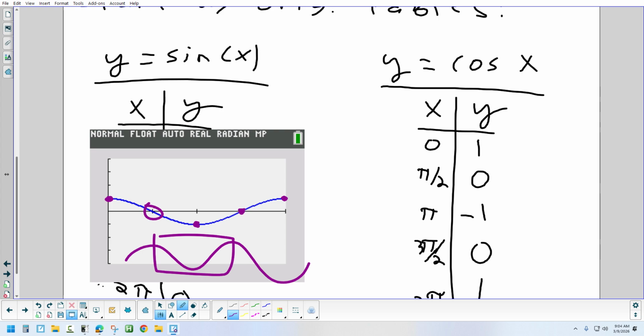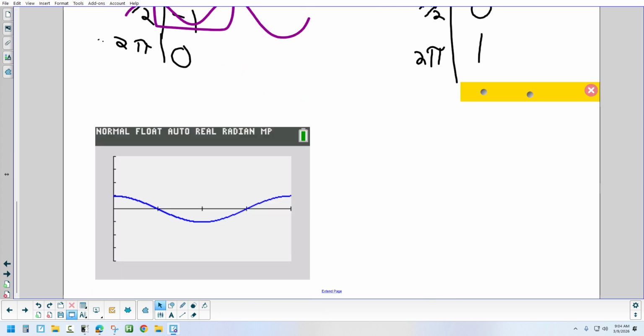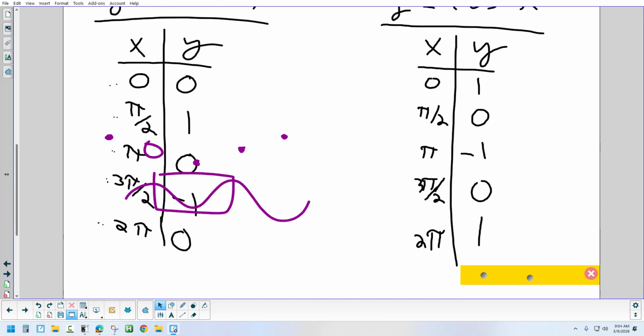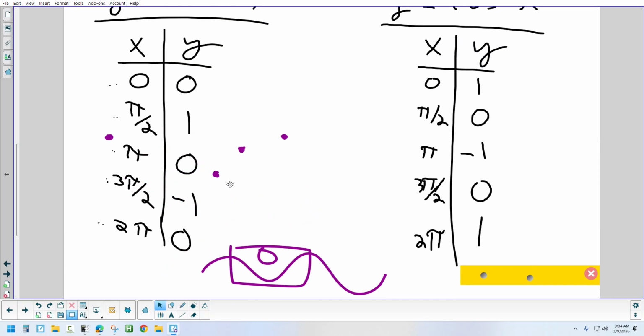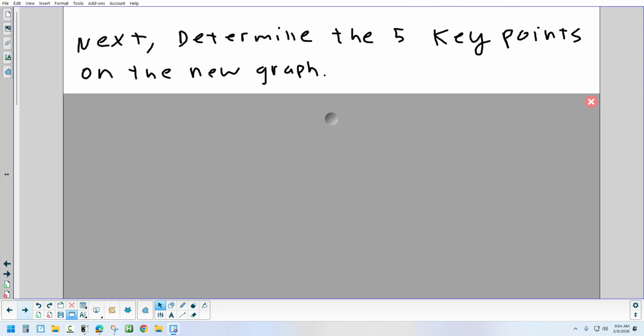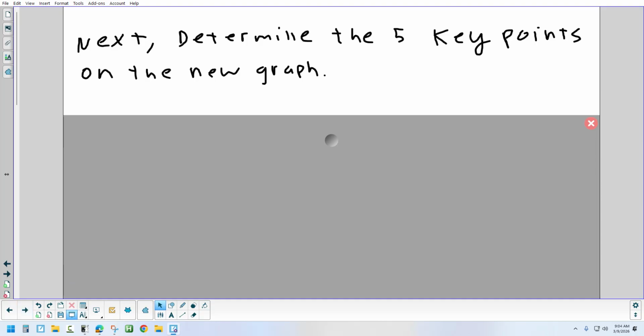All right, so any questions on those two tables? Let's move this out of the way in case you need to copy that. All right, so that's going to be our starting point for every graph we do. So the next thing we have to do is figure out how the points in that table are going to change.